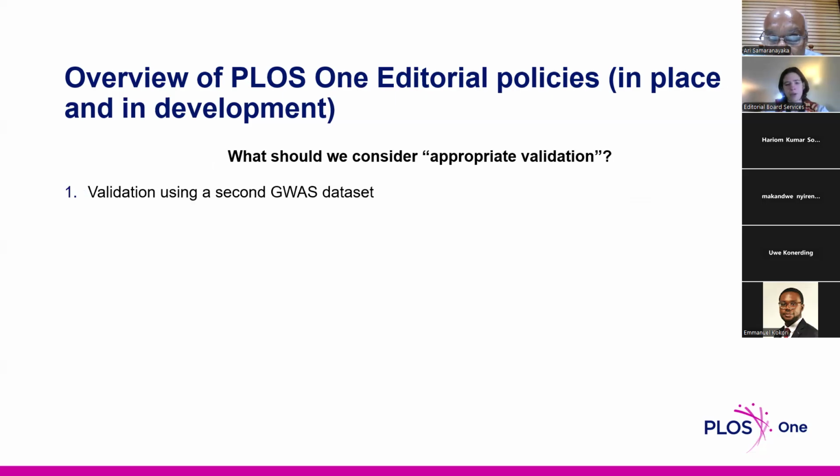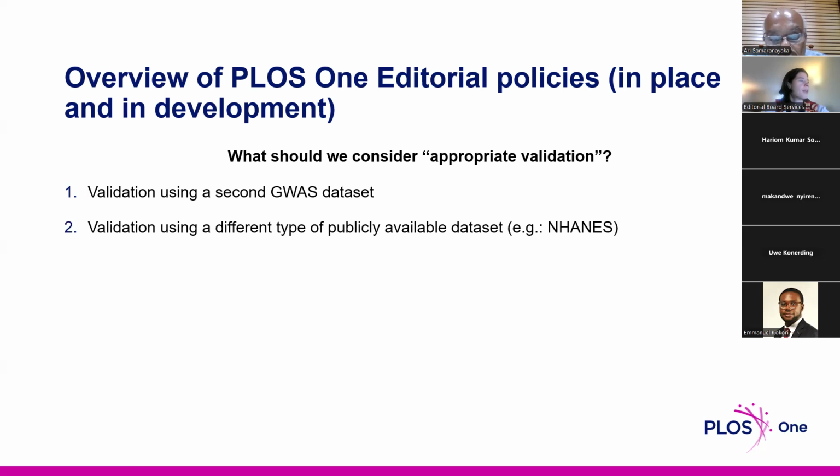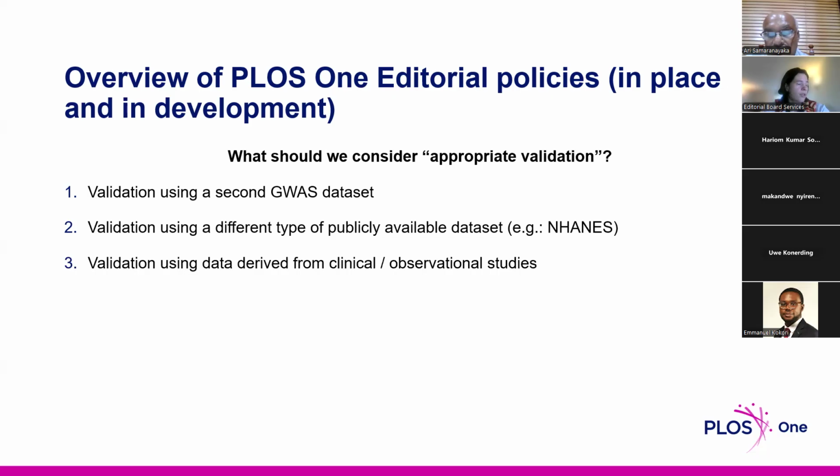First, the authors could perform validation just using a second GWAS data set, but following basically the same methodology. Second would be validating with a different type of publicly available data set. This can be done through RNA-seq experiments that exist, or databases like NHANES, just other publicly available data. The third one would be performing validation using data that is derived from clinical or observational studies.